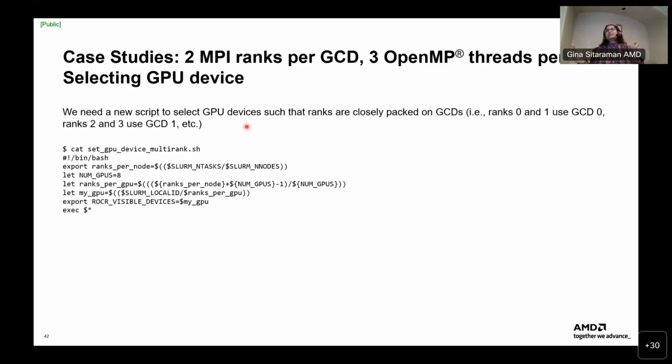And so I want to pack them on the same GCD if possible, or on the same device GPU if possible. So in this case, we have to make a slight modification to our wrapper script that sets the GPU devices for each rank, because now we need to associate 2 ranks per GCD. So we go and calculate how many ranks per node. Okay, this also extends to multiple nodes if you wanted to run the job on multiple nodes. First, you find how many ranks per node there are, and then you find how many ranks per GPU, and then use that to find my GPU and use that to set ROCR visible devices.